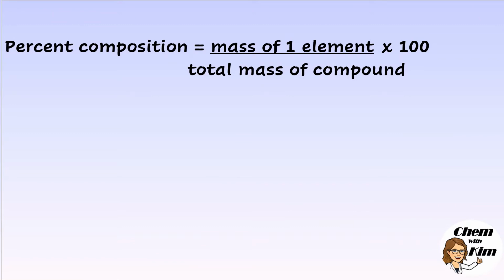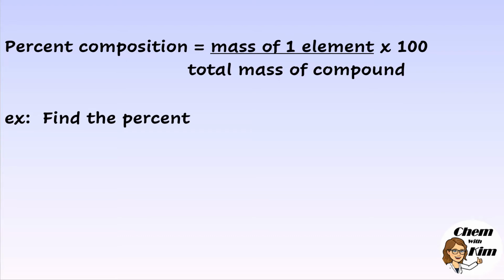To find the percent composition of an element in a compound, we're going to divide the mass of the element we're looking for by the total mass of the compound and then multiply by 100 to make it a percent. So let's try an example. Let's find the percent of hydrogen in water.